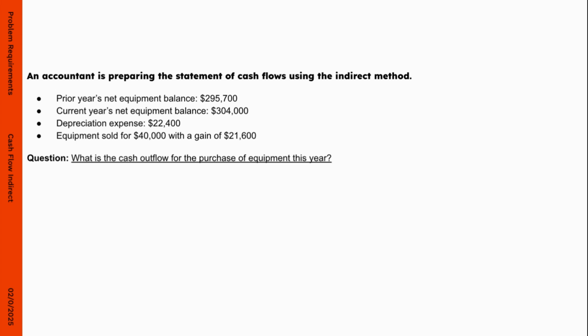So we know four details. First, last year, the prior net equipment balance was 295,700. Current year net equipment balance is 304,000. Depreciation expense is 22,400. Equipment sold is 40,000 with a gain of 21,600. So again, to recap, what is the cash outflow for the purchase of this equipment this year?